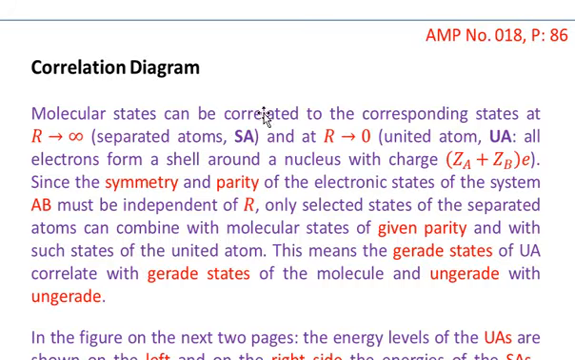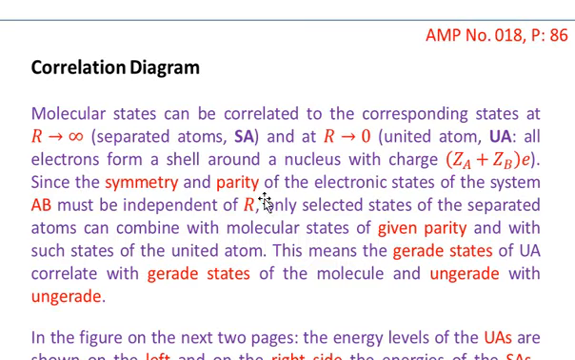So let me read this sentence again. Molecular states can be correlated. So you see that any molecular state can be correlated to two different states. One state at r goes to infinity, the other state at r goes to 0. The state with r goes to infinity means that the two atoms are separated from each other. And when r goes to 0, it means that the two atoms have united to form a molecule in which the nuclear charge is Za plus Zb times e.